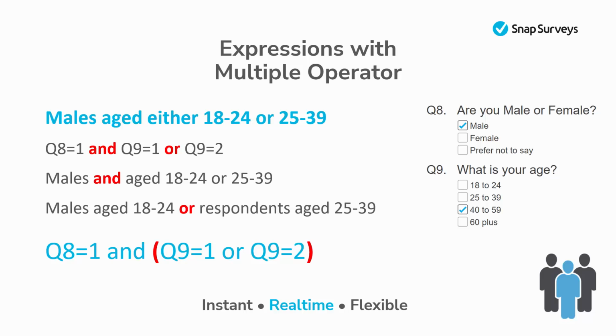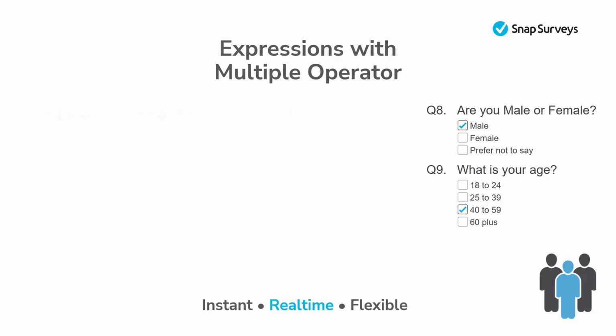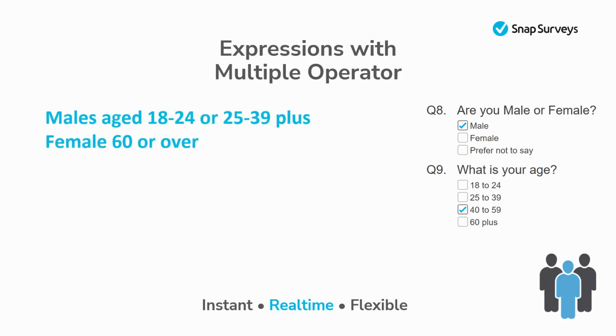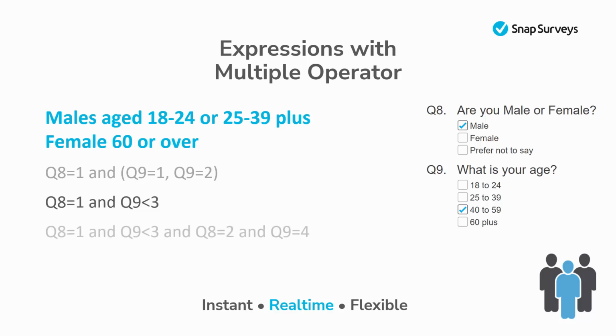So Q8 equals 1, that's the men, and then the next section is going to be in brackets. So Q9 equals 1 or Q9 equals 2. So we're bracketing the parts of the filter to which the word or applies to. To give another example, let's say we also wanted to include the females who were aged 60 or over. We could start off the same as we did before, but this time I'm going to use the less than symbol, which means that we can already get rid of one set of brackets. I can then add in the females and the 60 plus age category.